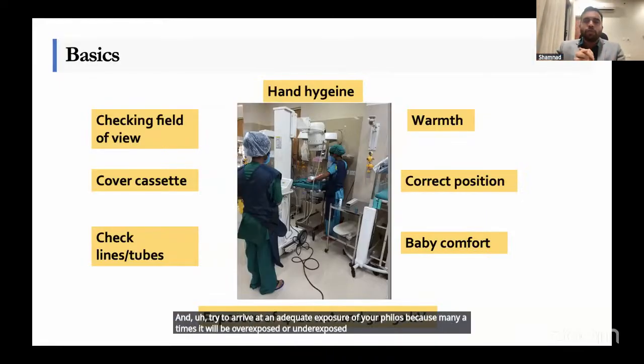That will be coming in the subsequent slides. But at least have a chat with the radiologist of your unit and ensure that you get an adequately exposed film. These are suggested exposure ranges.